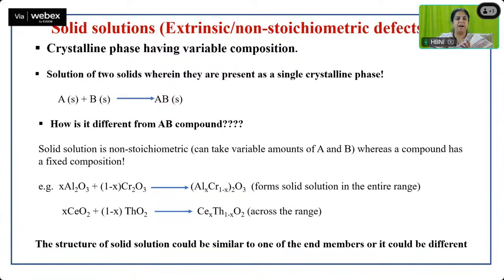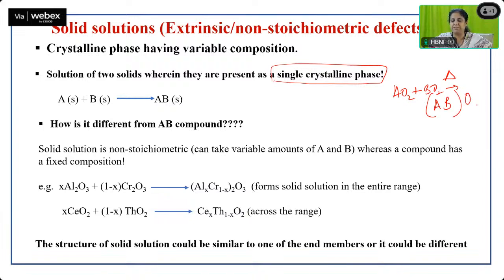So if I have a mixture of AO2 and BO2 like a bhel puri, that is a mixture. That is not a solid solution. But when they are present in a single crystalline phase, if I say I am mixing AO2 and BO2 and heating them, and they give me a solid where A and B are occupying similar lattice sites, I call this a solid solution. That is, A solid, B solid giving you AB solid.